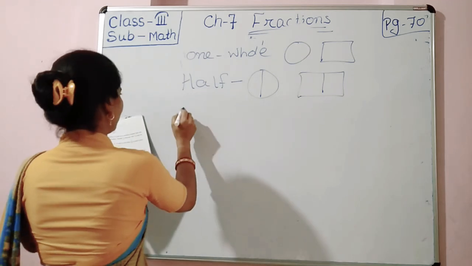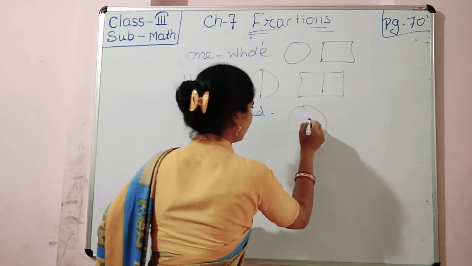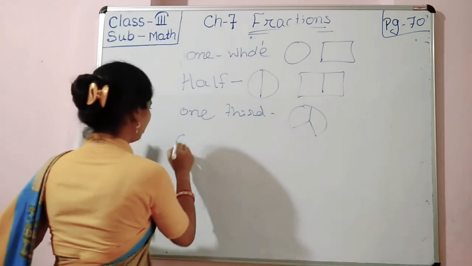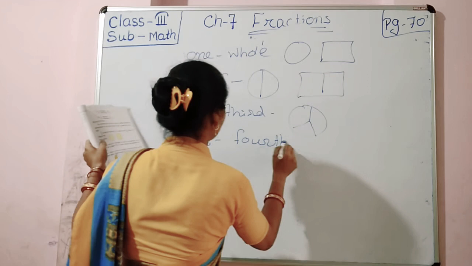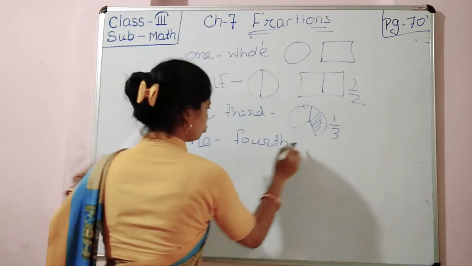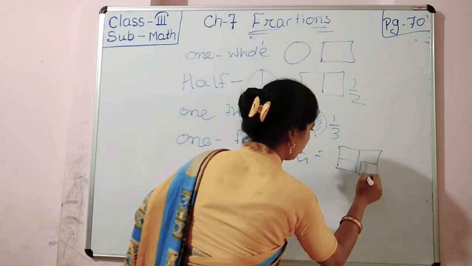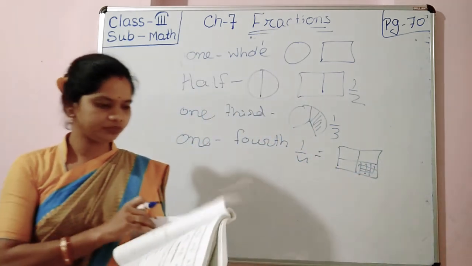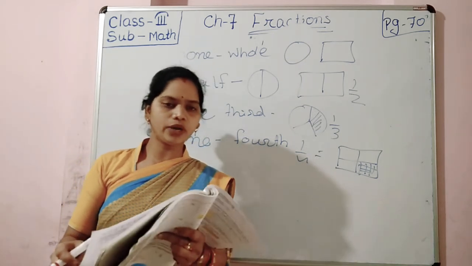Okay. Then 1/3. When we divide the circle into 3 equal parts, each part is called 1/3. Then 1/4. When we divide any object into 4 equal parts and take one part, it is called 1/4. In this way, you have to complete page number 72 in your book and copy.